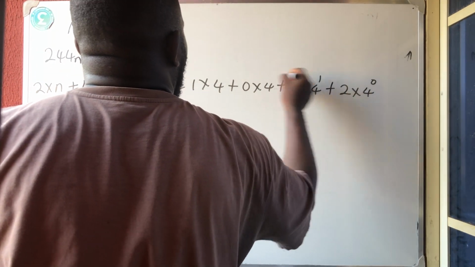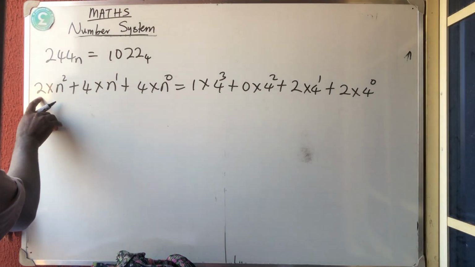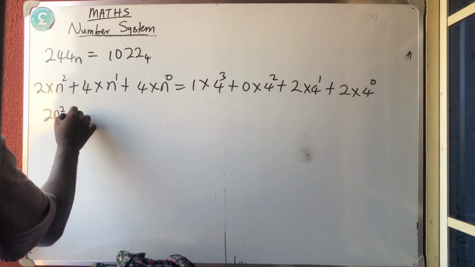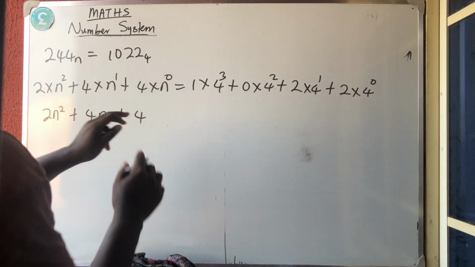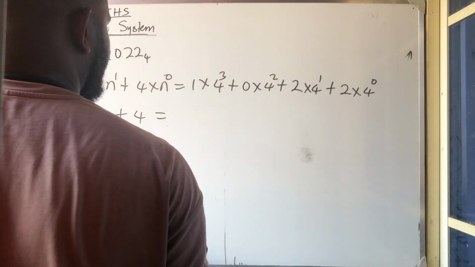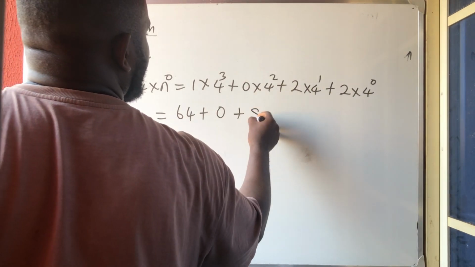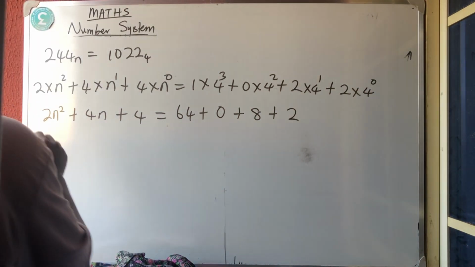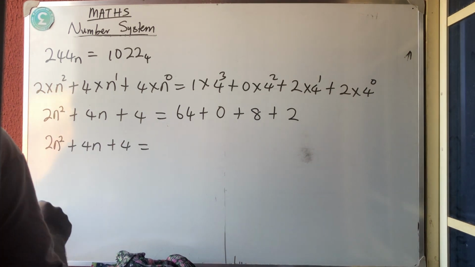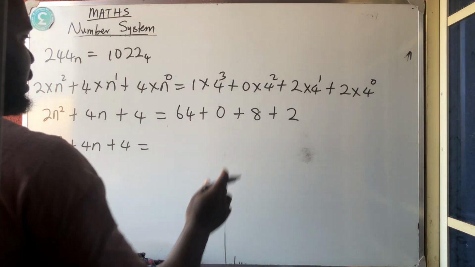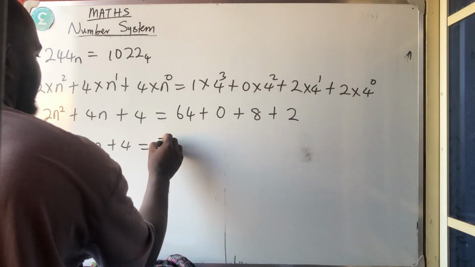So the powers are 0, 1, 2, 3 and 0, 1, 2. So okay, this is 2 times n squared, 2n squared, plus 4n plus 4, because n raised to power 0 is 1, 1 times 4 is 4, is equal to, here is 64 times 1, 64, plus 0 times anything is 0, plus 2 times this is 8, plus 2 times 1 is 2. So I'm having 2n squared plus 4n plus 4 is equal to, this is 10, 10 plus 64 is 74.